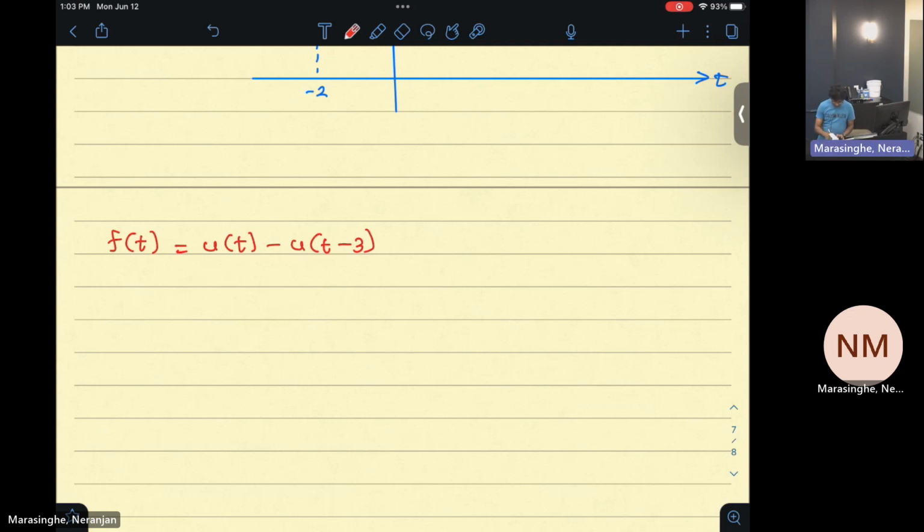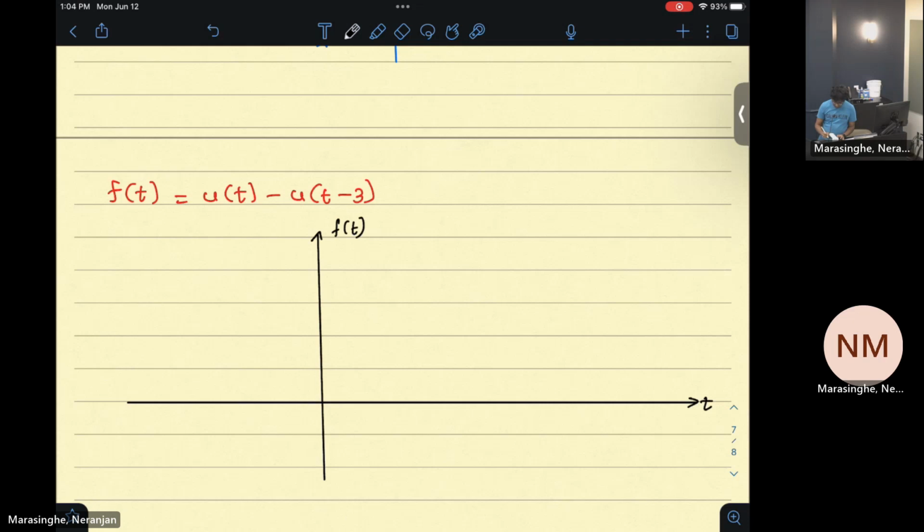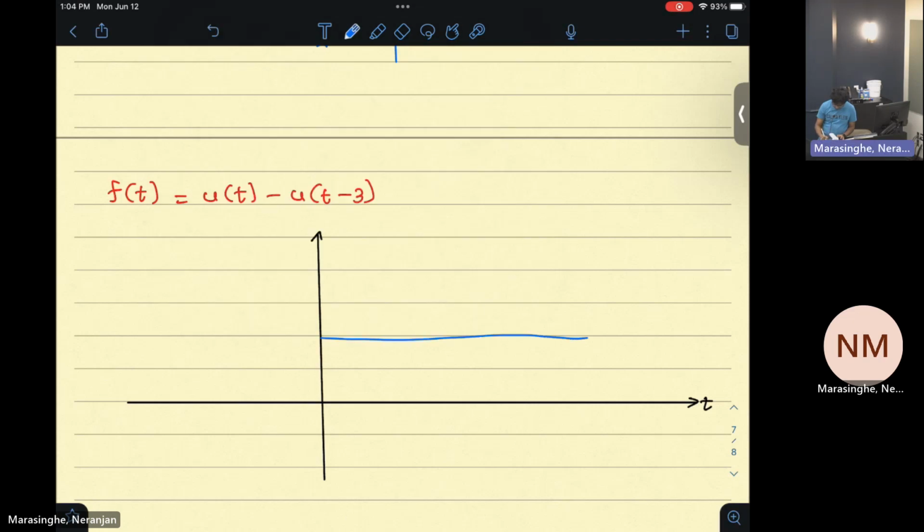Right. So how do you sketch this graph? First, let's figure out u(t). So u(t) is this one, right? This is u(t). You are taking the jump at 0, right? So what is the shape of u(t) minus 3?